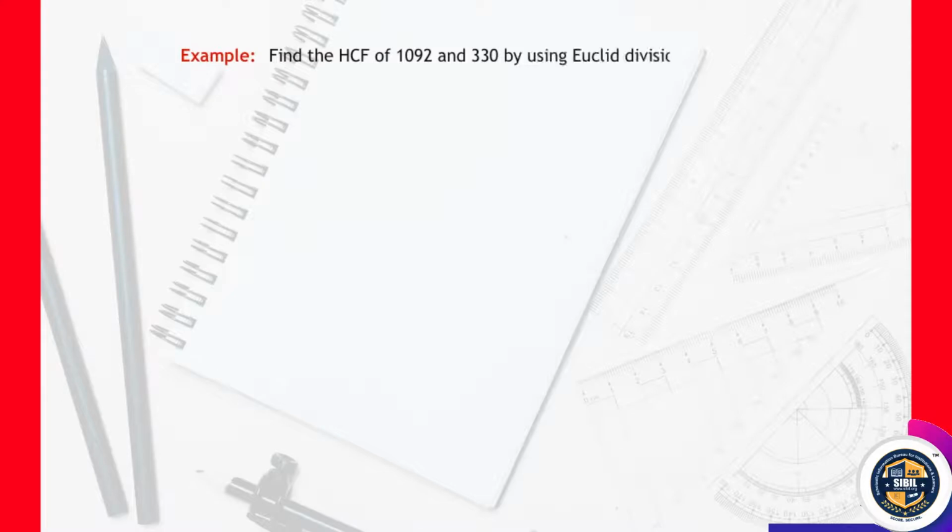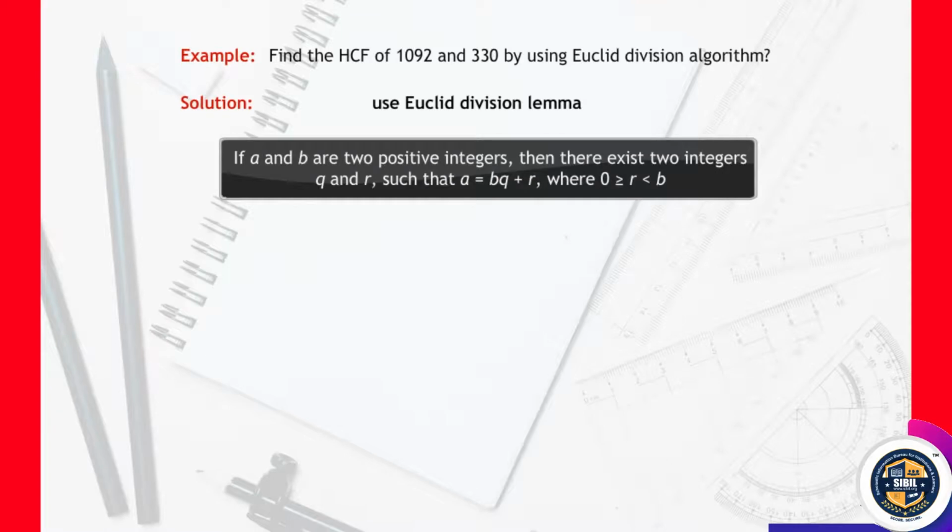Use of Euclid's division algorithm. Example: find the HCF of 1092 and 330 by using Euclid's division algorithm. Solution: to find this, we need to use the Euclid division lemma, and it states if a and b are two positive integers, then there exist two integers q and r such that a is equal to bq plus r, where r is greater than or equal to 0 and less than b.